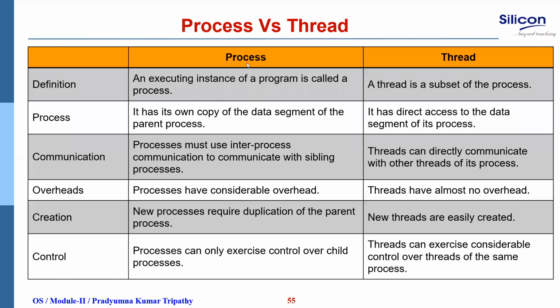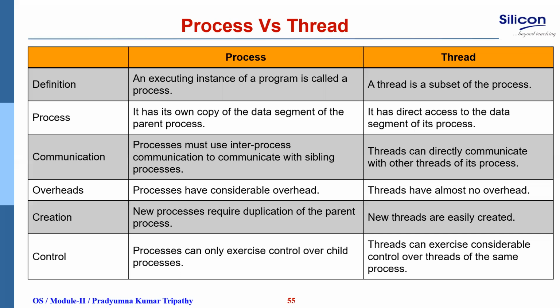First, what is a process? A process is a program in the state of execution. An executing instance of a program is called a process. And what is a thread? A thread is a subset of a process, right? So we say it is a lightweight process, LWP. Why do we say it is an LWP? Because it shares the code, data, files and memory of the process itself.